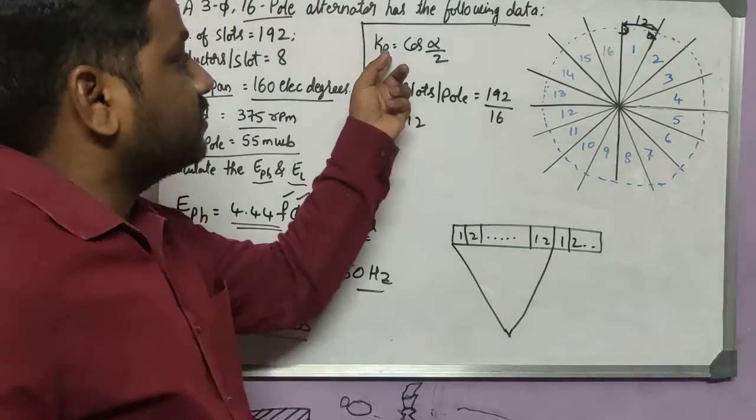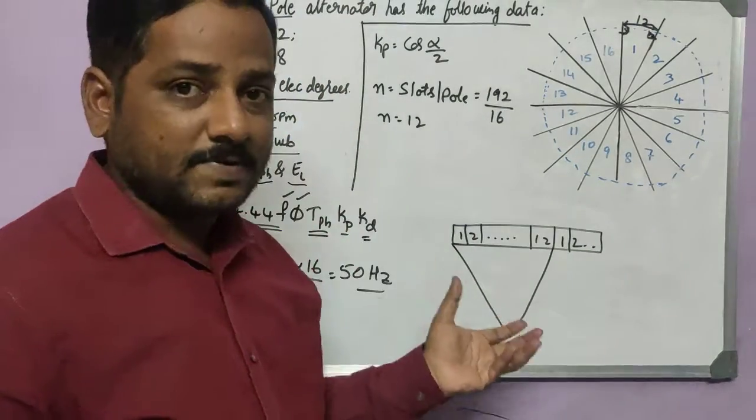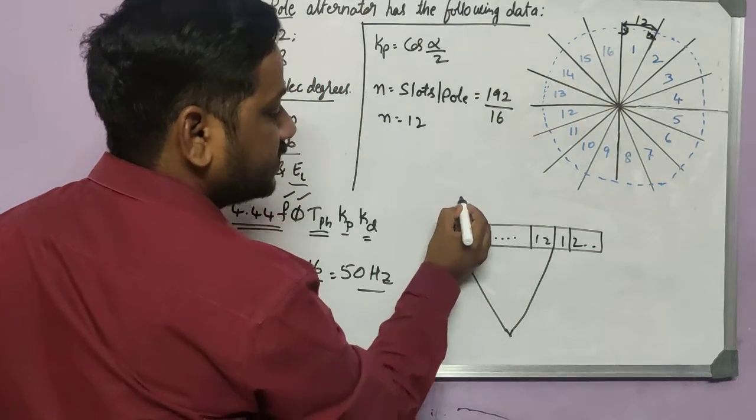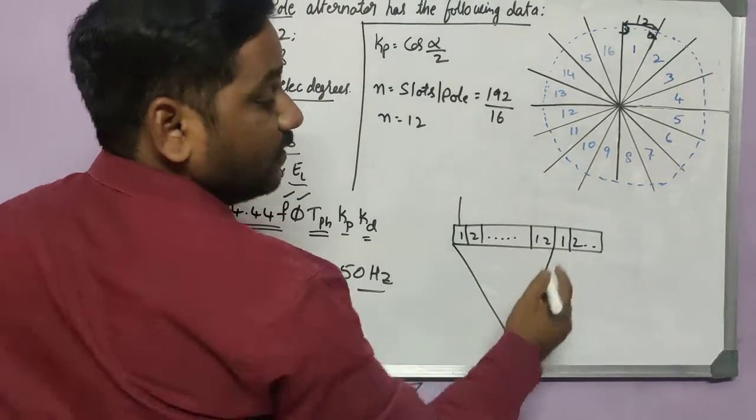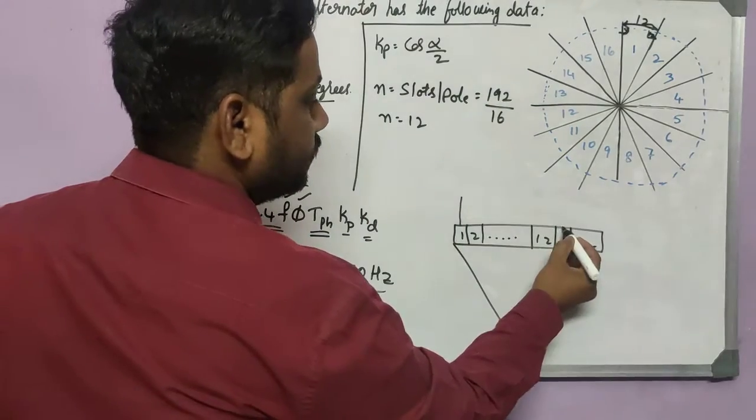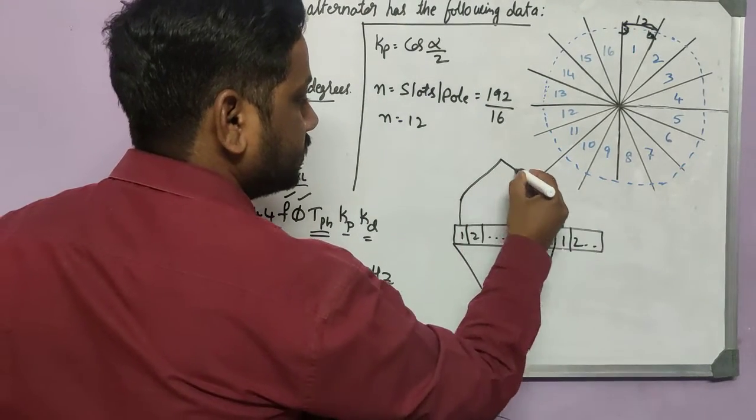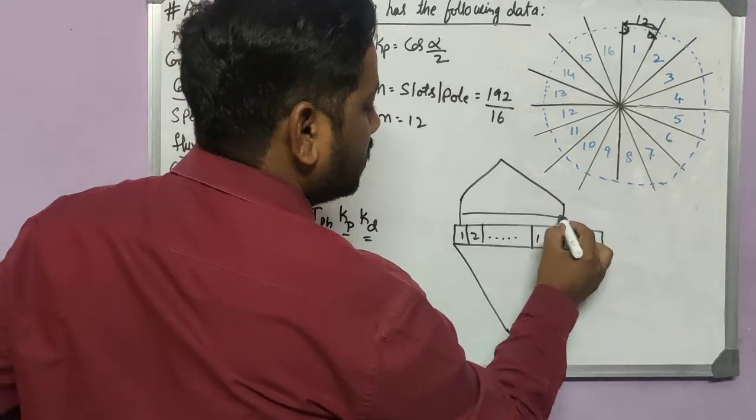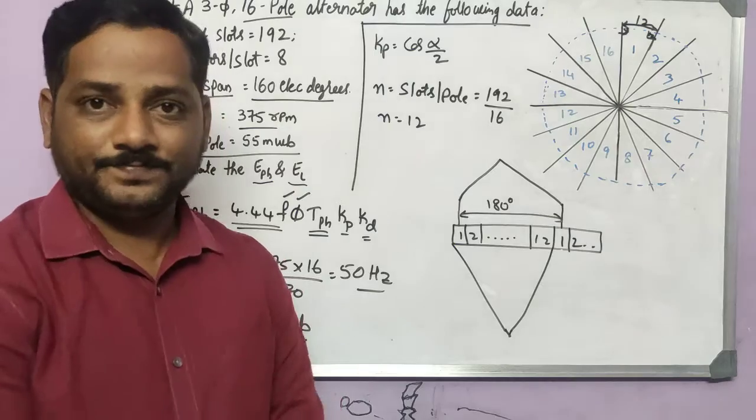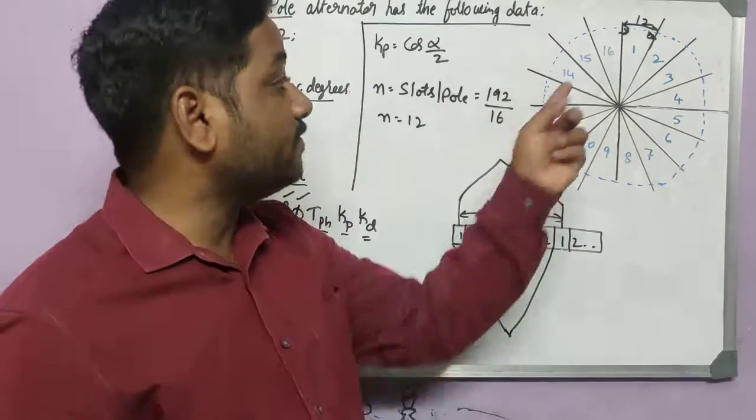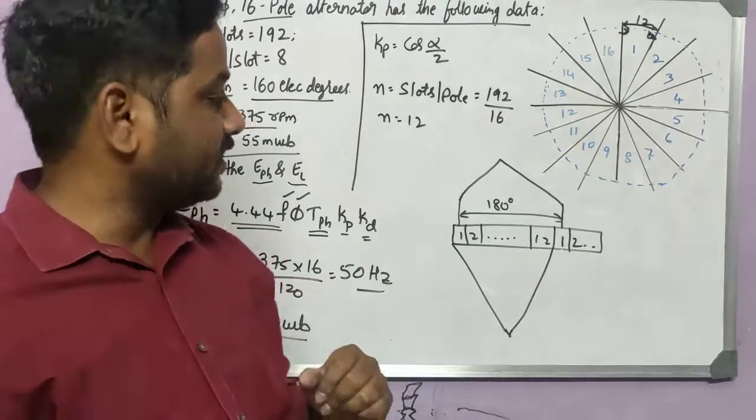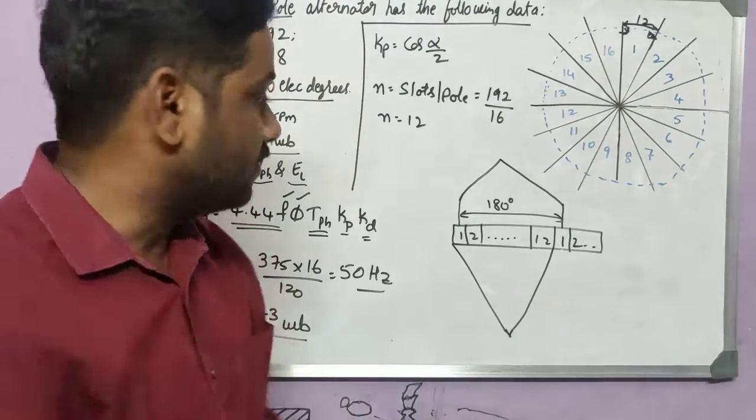Now I will come back to this pitch factor and explain that part here. See, the conductor I have in the first slot: if this conductor is connected to the very first slot of the next adjacent pole, then we say the coil span of these two conductors is 180 degrees electrically. It's not mechanically 180 degrees, but electrically it is 180 degrees. So understand this concept.